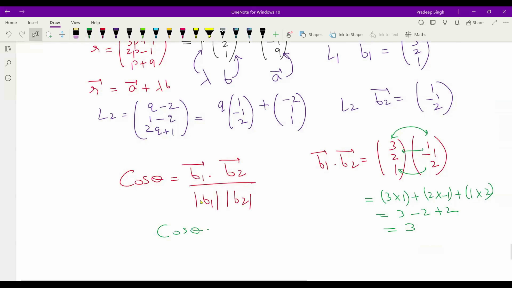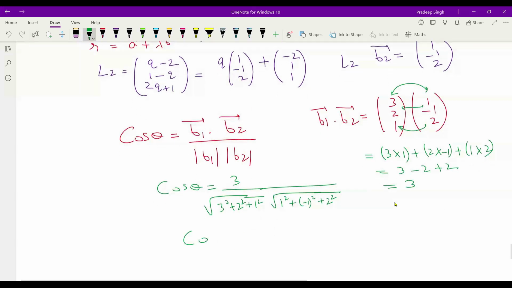So cos theta is equal to 3 divided by, now B1 is 3, 2, and 1. So the magnitude will be square root of 3 square plus 2 square plus 1 square. B2, on the other hand, is 1, -1, and 2. So we'll get square root of 1 square plus -1 square plus 2 square. Let's simplify this entire expression. Cos theta comes out as 3 divided by square root of, this is 9 plus 4, 13 plus 1, 14, multiplied by root of this on the right hand side, 1 plus 1, 2, 2 plus 4 is 6.